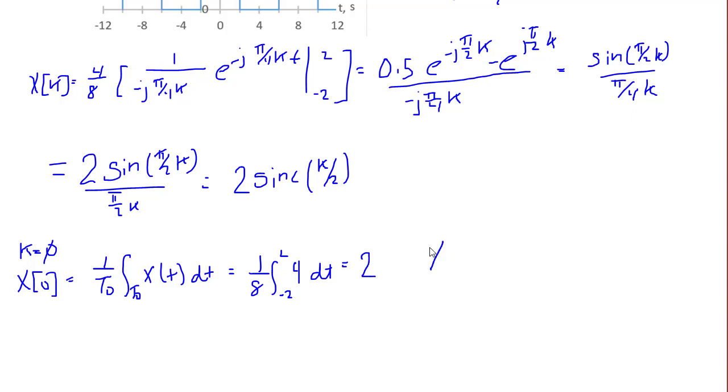So now we can write that the Fourier series coefficient x of k is equal to 2 when k is equal to 0, and it's equal to 2 sinc of k over 2 when k is not equal to 0.